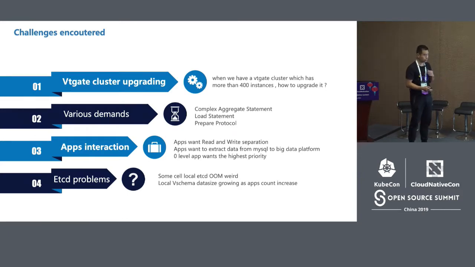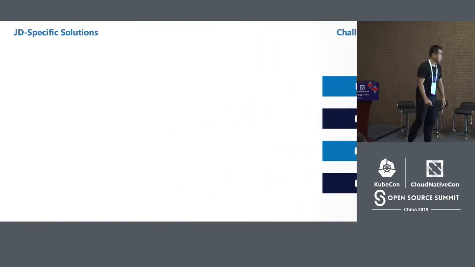So first are the various demands, and some will say that we have a lot of things that are not supported. And after we find out these problems, we are going to manage all of these demands. And also the interference between different apps, because it's the shared clusters, so they want to have some priorities in these clusters. So during our operations, we also expected that there will be some problems in our topology services. For example, the metadata is too big, sometimes it will have some OOM. And for the VT gates, because we have a lot of users, how can we upgrade these VT gates, etc.? It's all challenges for us.